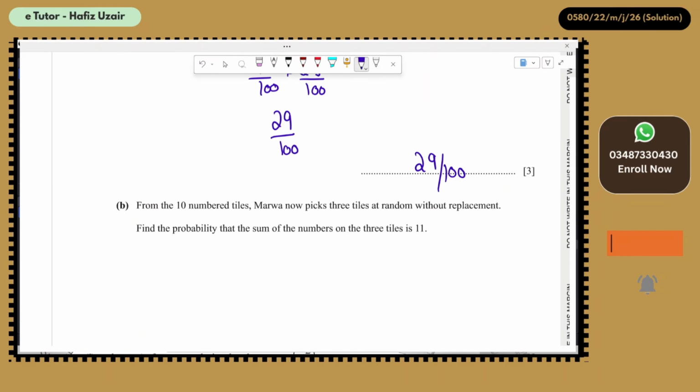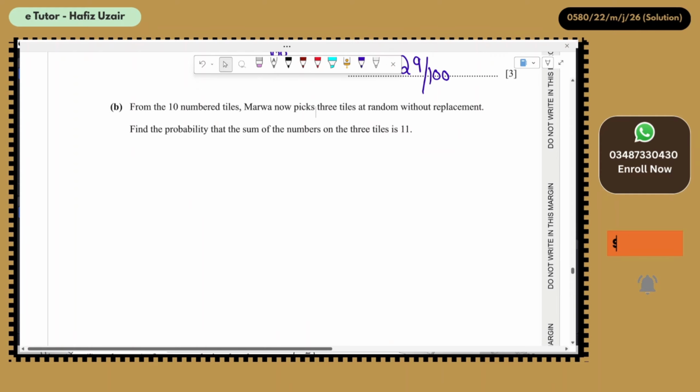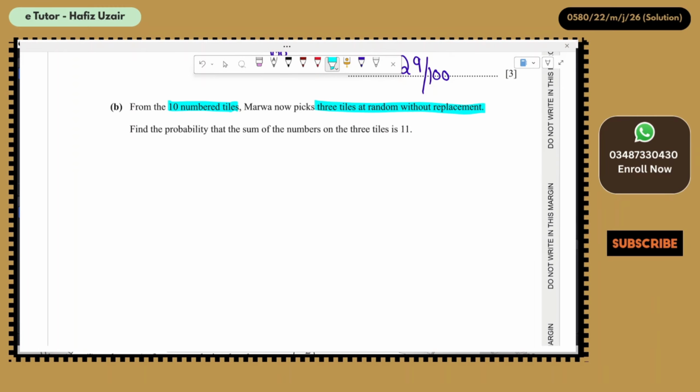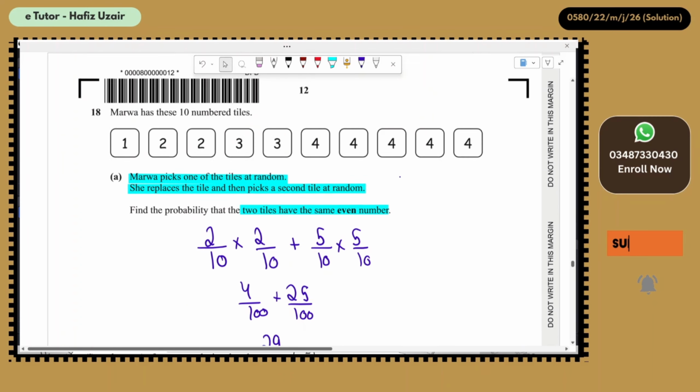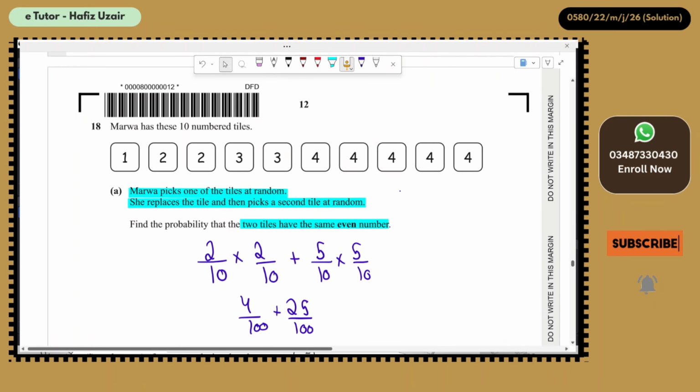Hopefully that makes sense. Let's do the B part of this question. From the 10 number tiles, Marwa now picks 3 tiles at random without replacement. Find the probability that the sum of the numbers on the 3 tiles is 11. Now let's look at this. The sum of the numbers should be 11.